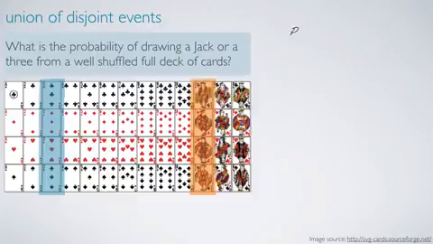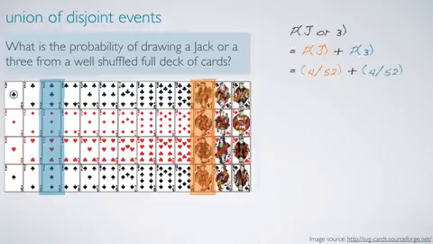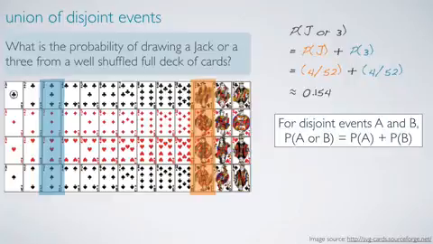The probability of drawing a jack or a 3 is simply the sum of the individual probabilities of drawing a jack and drawing a 3. Each probability is 4 over 52, resulting in a total probability of approximately 0.154. So let's just round that and say about 15% chance. So to generalize, for disjoint events A and B, the probability of A or B happening is simply the probability of A plus the probability of B.